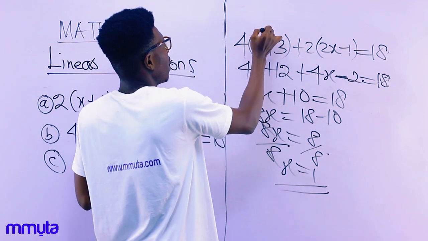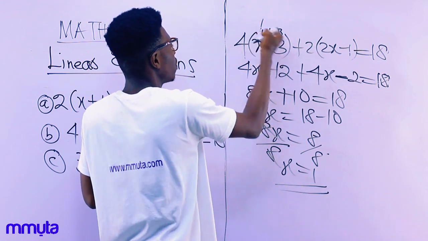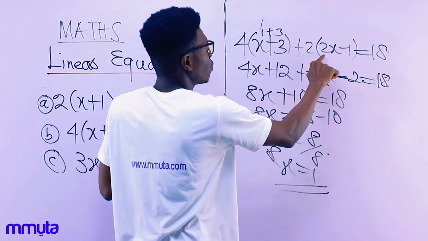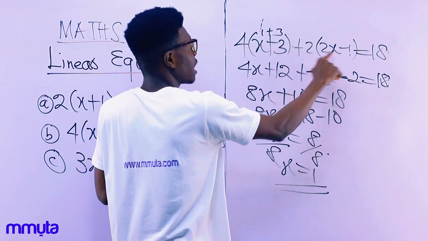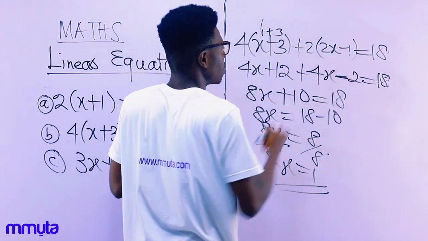If 1 is here, you have 1 plus 3, which is 4. 4 times 4, the whole of this is going to give you 16. That's everything here is going to give you 16. Now 2 times 1 is 2. 2 minus 1 is going to give you 1. 2 times 1 is 2. Now that 16 we got here plus the 2 is going to give us 18.